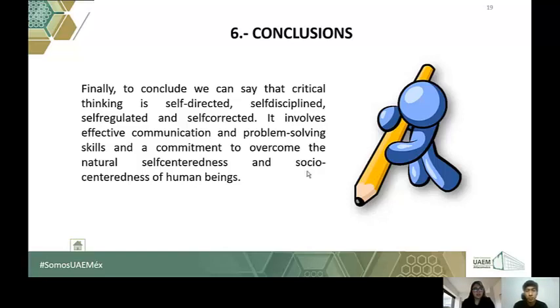Finally, to conclude, we can say that critical thinking is self-directed, self-disciplined, self-regulated, and self-corrected. It involves effective communication and problem-solving skills and the competence to overcome the natural self-centeredness and socio-centeredness of human beings. It makes people gain more knowledge and makes their decision making more accurate.